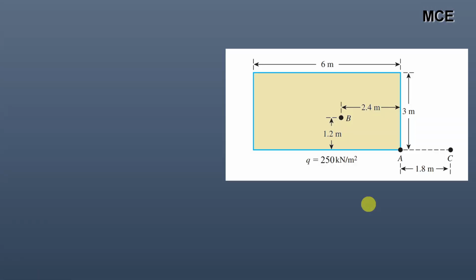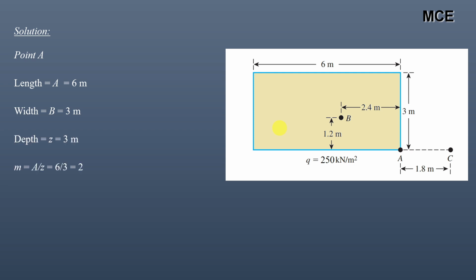First we will find the stress increase at a depth of 3 meter below point A. For point A, this is the corner of this yellow shaded rectangle. For this rectangle, length A is 6 meter, width is 3 meter, and the depth at which we have to find the stress, Z, is 3 meter. M is the ratio of length of rectangle divided by depth, that is A by Z, which is 6 by 3, which is 2. And N is another coefficient, which is the ratio of width divided by depth, this is 3 by 3, which is 1.